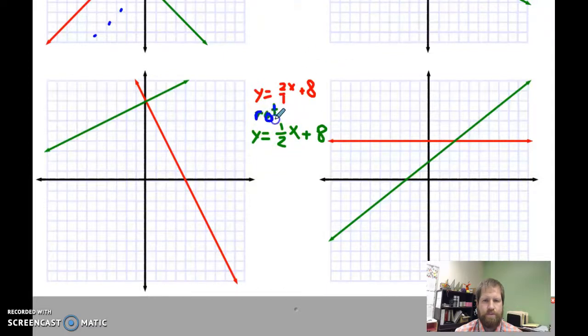Rotation around the point 0, 8, and that's it. I rotated my line around that point, and I got to my new line. I think we'll go ahead and leave this one, and I'll end it there.